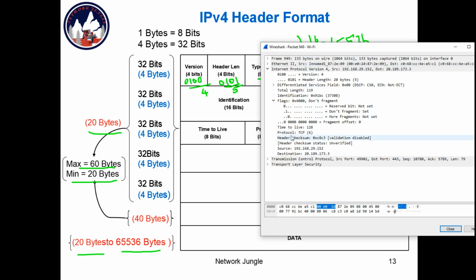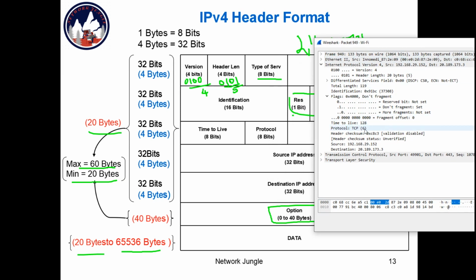Then third row. So third row is the time to live. If the packet reaches the router, it is automatically decremented by 1. So time to live, the packet value is 128. Next one is the protocol. So it is the TCP protocol. The value of the TCP protocol is 6. Next one is the header checksum. It can be added some value for verification.